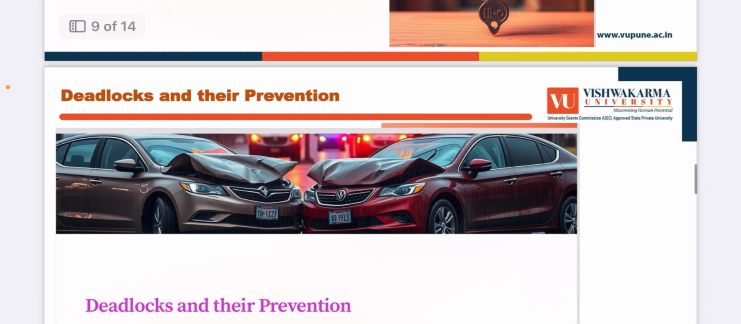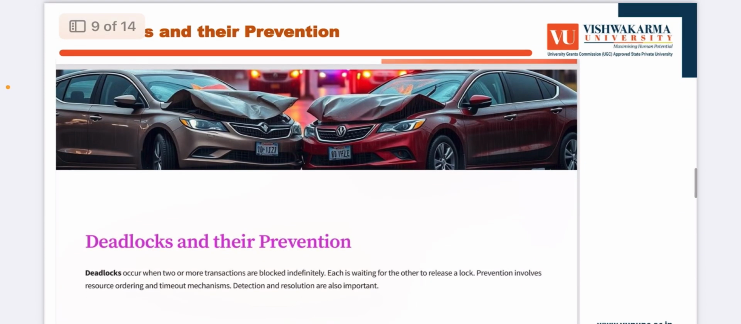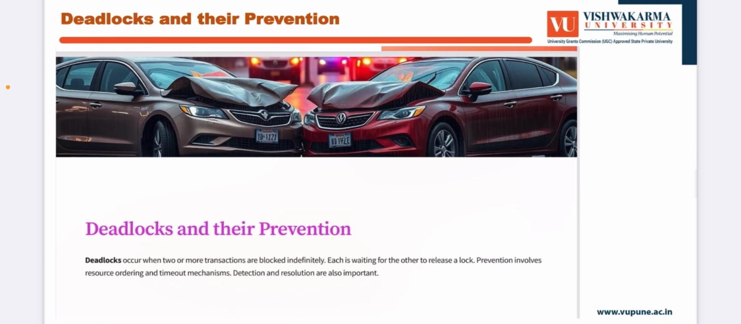Let's move to deadlocks and their prevention in transactions. Deadlocks occur when two or more transactions are blocked indefinitely. Each is waiting for the other to release a lock, and the other one is waiting to release its lock. Prevention involves resource ordering and timeout mechanisms. Detection and resolution are also important.